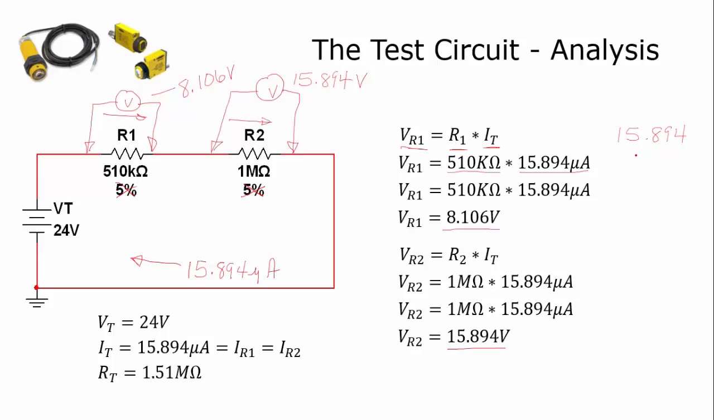If I take these two voltages, 15.894 plus the 8.106, I'm going to add these. 6 plus 4 is 10. 9 and 1 is 10. 8 and 6 is 14, is 24 volts. So I know my calculations are correct because the two voltage drops add up to my supply voltage. So that's really the analysis of that simple series circuit.